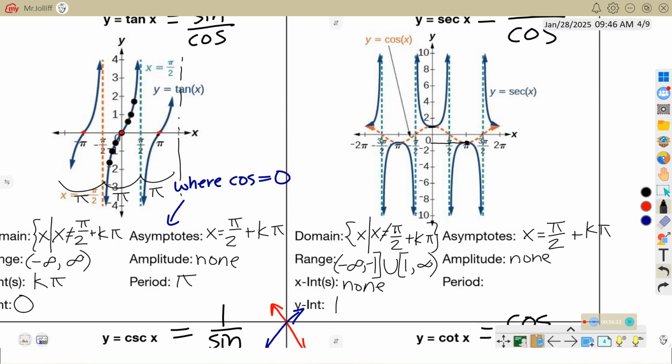So what was that you were mumbling? 2 pi. I think so too, because we know from tangent that those asymptotes are pi apart, and it's 2 asymptotes to complete a full circle. So I agree. I think our period is 2 pi, just like cosine's period is 2 pi.